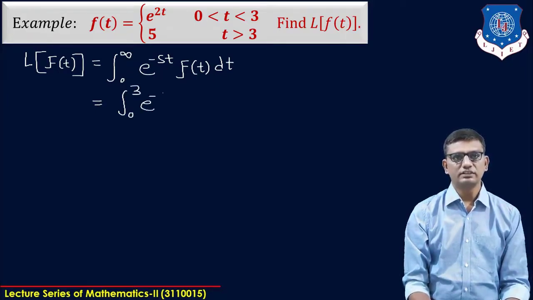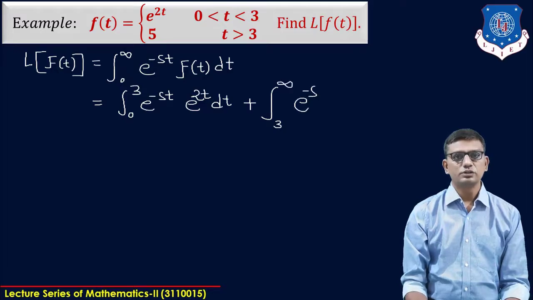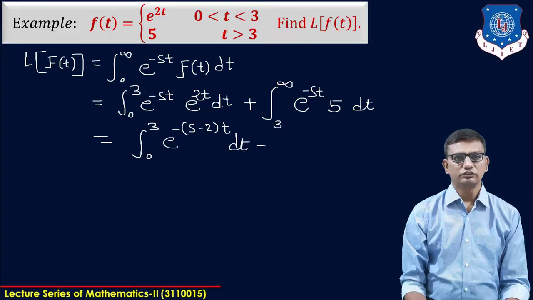e raised to minus st. Our f(t) is e raised to 2t between 0 and 3, so we are writing here e raised to 2t, plus integration 3 to infinity e raised to minus st. Now our function is 5 for t greater than 3. So we get integration 0 to 3 e raised to minus (s minus 2)t dt plus integration 3 to infinity, 5 common outside, then finally e raised to minus st dt.